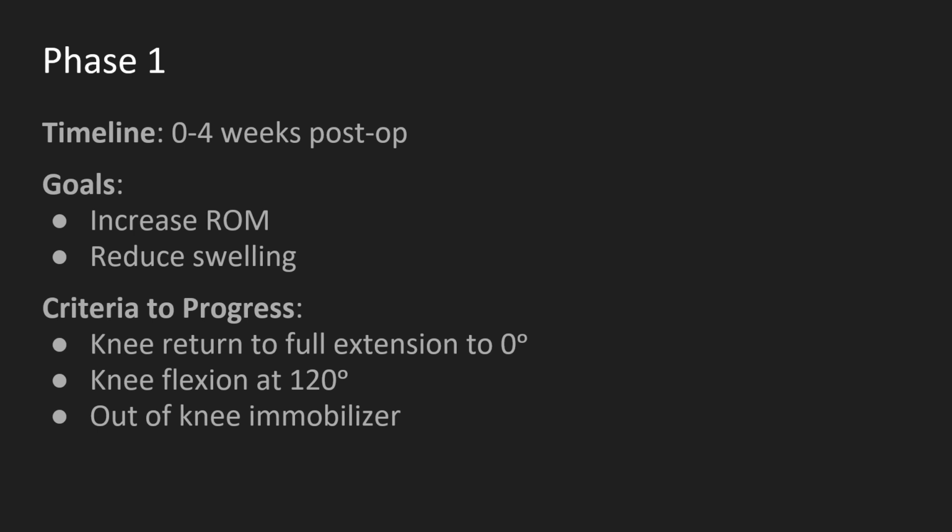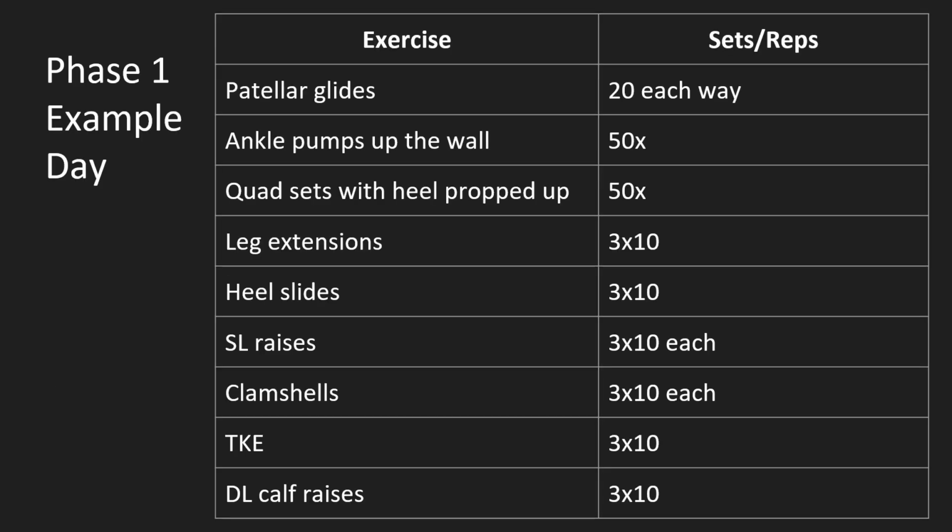And the criteria to progress include knee return to full extension, so 0 degrees, knee flexion at 120 degrees, and then we want them to be out of the knee immobilizer as well. So these are the exercises that we're going to go through with their sets and reps, but I'll talk a little bit more in detail.